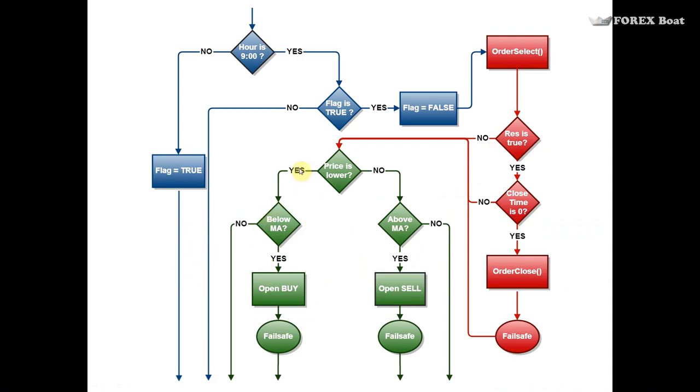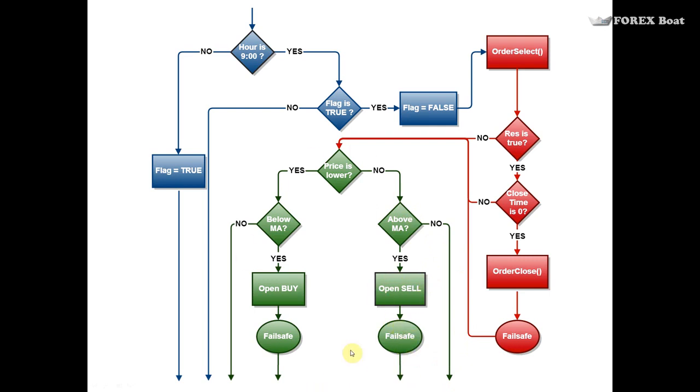So if we're intending on doing a buy order and we check that the price is below the MA, if the answer is no, then we don't do anything and we exit. If the answer is yes, then we open a buy order, we implement a fail-safe mechanism, and then we exit. Similarly, if the price is not lower, then we're potentially looking at opening a sell order. So we have to check if it is above the MA. If it is not above the MA, then we just exit, doing nothing. If it is above the MA, then we open a sell order, do a fail-safe mechanism, and then we exit.